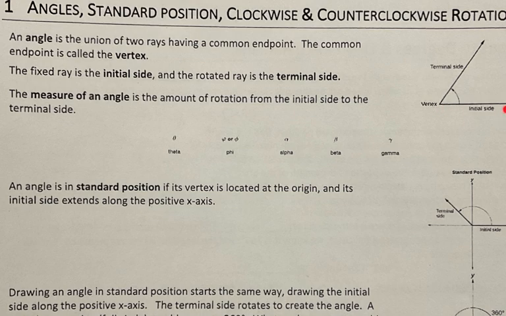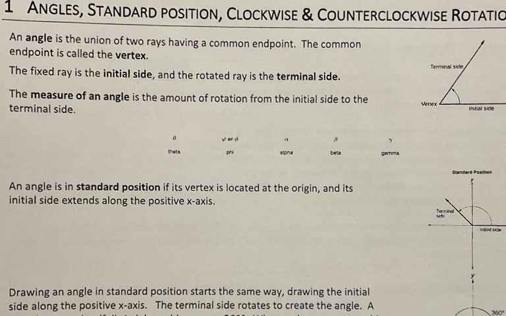Did we talk about initial side and terminal side? We're beginning every rotation on the positive x-axis, so this is going to be your initial side. And then we rotate counterclockwise. That's the normal rotation. And we're going to rotate to some terminal side. So there's all kinds of vocabulary: angle, vertex, initial, terminal, measure of an angle. Oh, and then standard position.